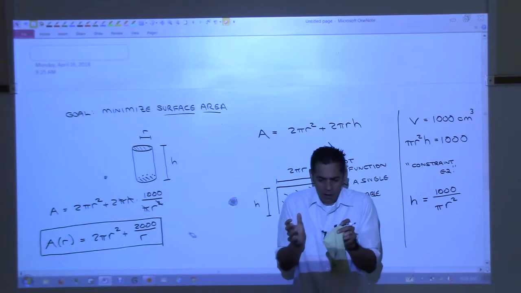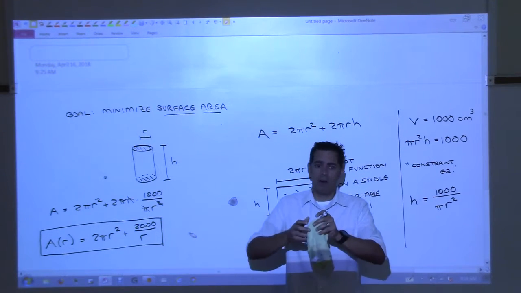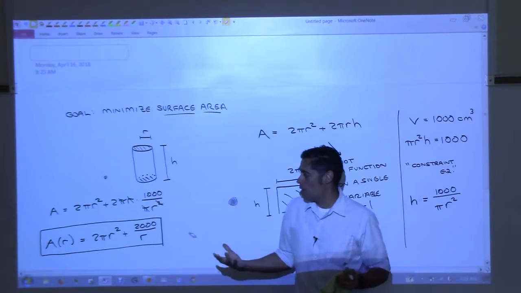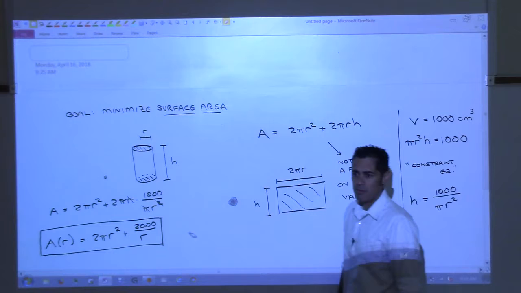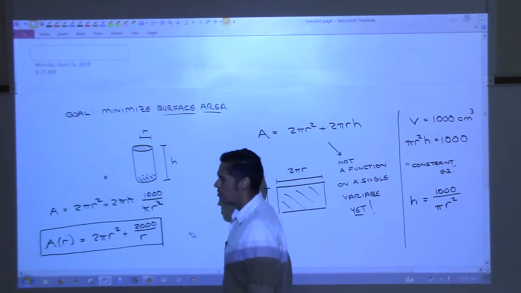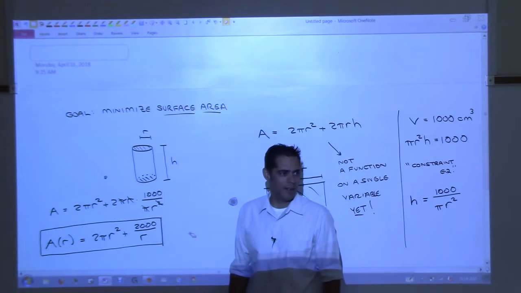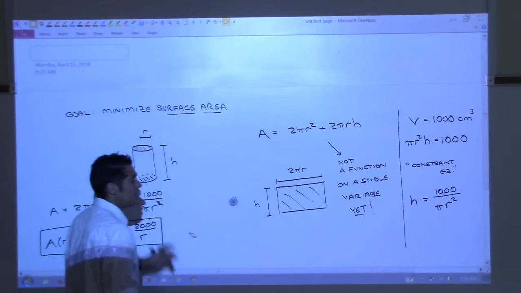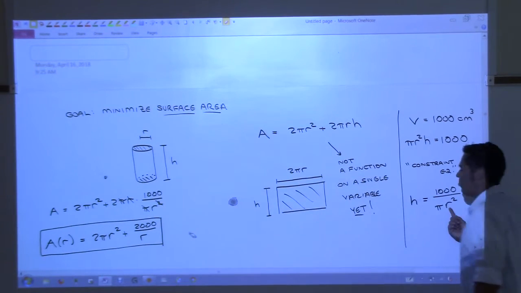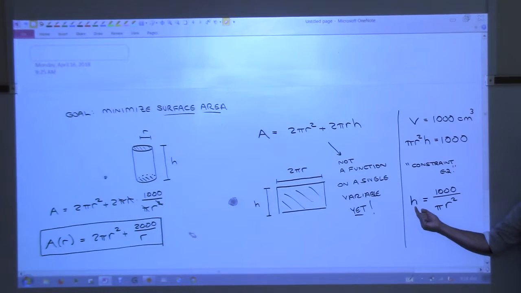Like, is r on a closed interval? Is r allowed to be anything? What are our restrictions? It can't be 0, right? It can't be negative, all right? Now, if r is 0, we don't have a can, right? So you can't have any volume. You can kind of see it from here, too. If r is 0, h is undefined, right? So r cannot be 0.